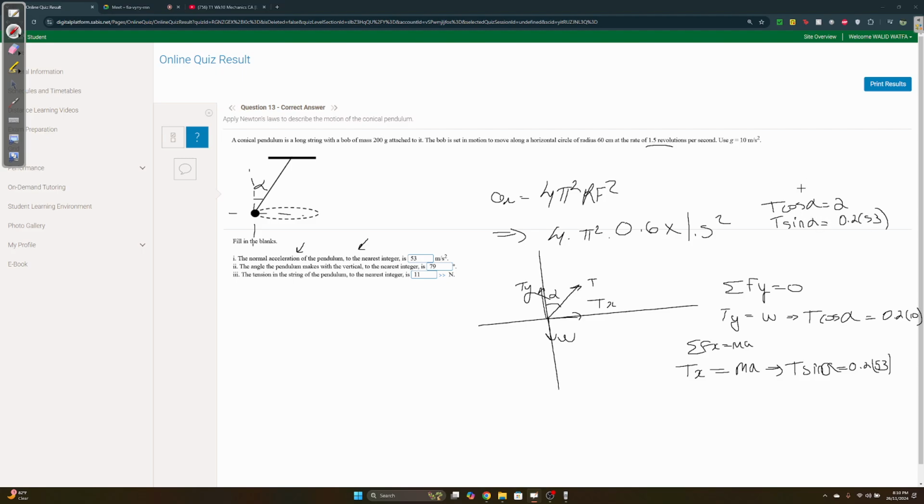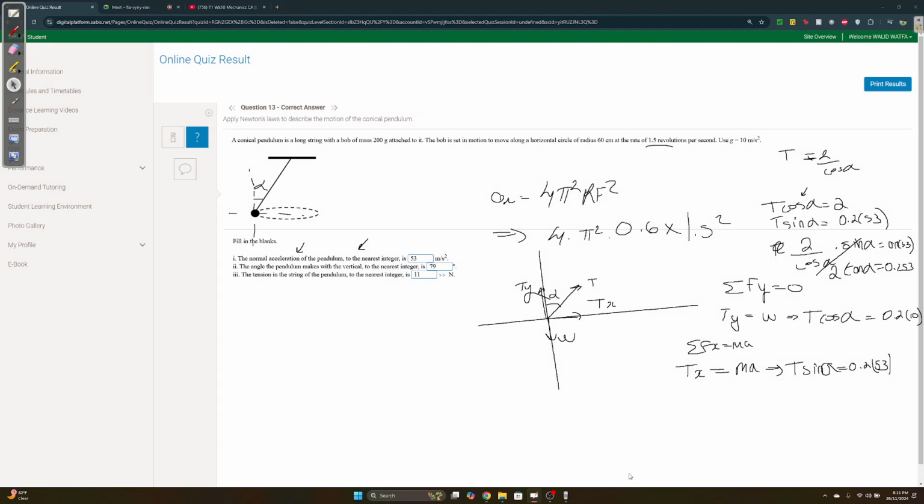We have two equations. We can find an expression for T, but if I have cosine and sine, I always want to have cosine down. Okay, so how can I make cosine down? Over here, I can just divide by cosine, so T is going to be equal to 2 over cosine alpha. So here, instead of T, I can put 2 over cosine alpha times sine alpha is equal to 0.2 times 53. Sine over cosine gives you tan alpha. So 2 tan alpha is equal to 0.2 times 53.